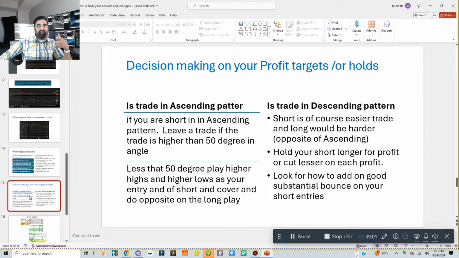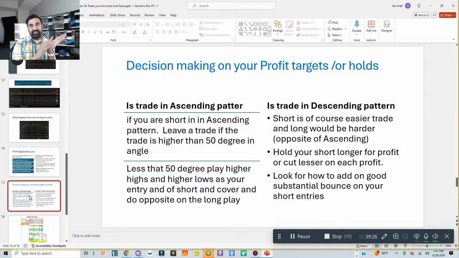You know that, and I know that. Short is of course easier to trade. You're happy it's falling, right? Long would be hard, the hardest, the opposite of ascending. Hold your short longer for a profit when it's falling, so you don't have to sell it right around your range. If it's going like this, you don't have to sell it. You can hold it a little bit more.